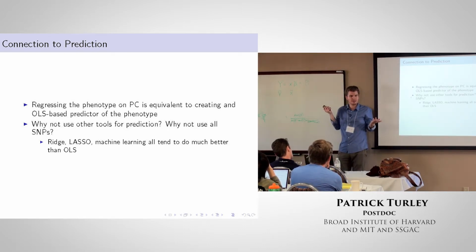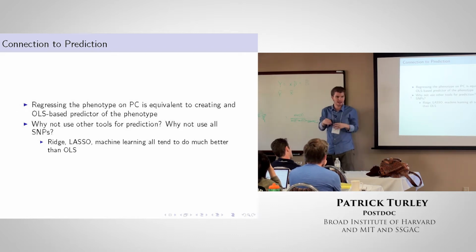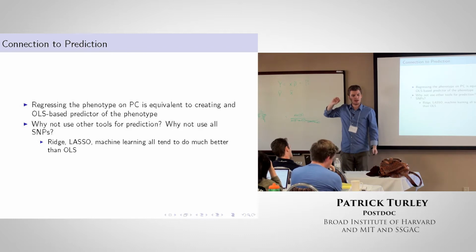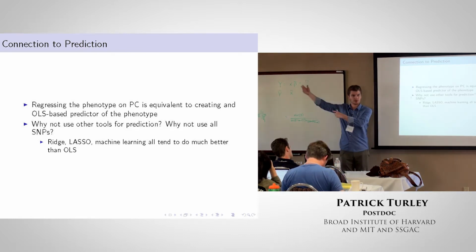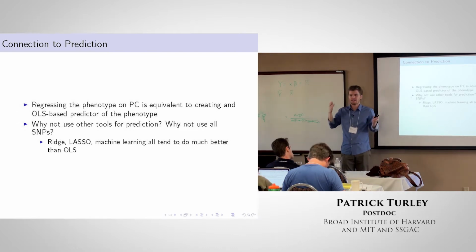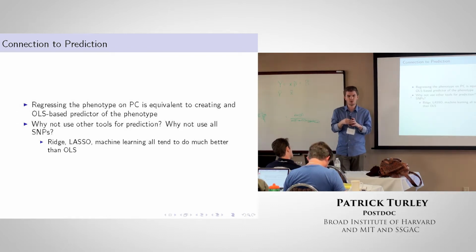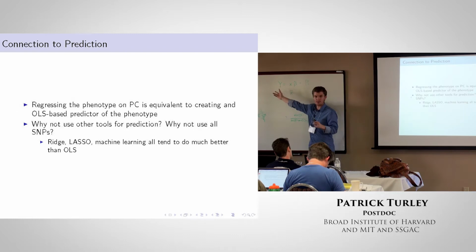why use PCs to create a predictor? We could actually just use all the SNPs to predict the outcome using something like ridge regression or lasso or any complicated method we want to use. And that predictor is going to be contaminated by stratification. We don't like that. However, it's going to be contaminated by stratification in the same way that the phenotype is.